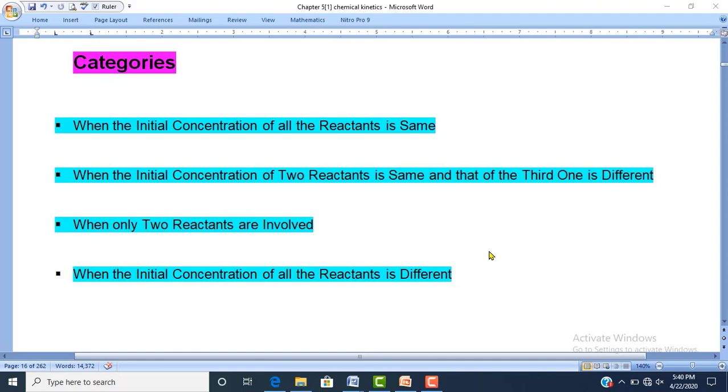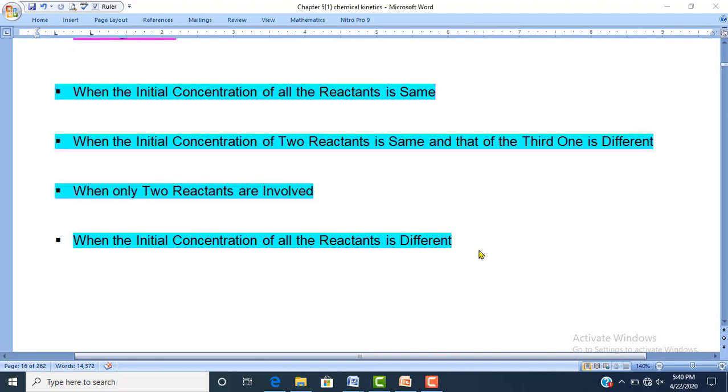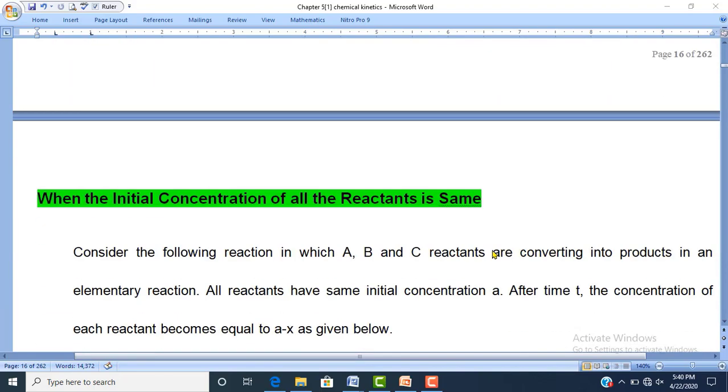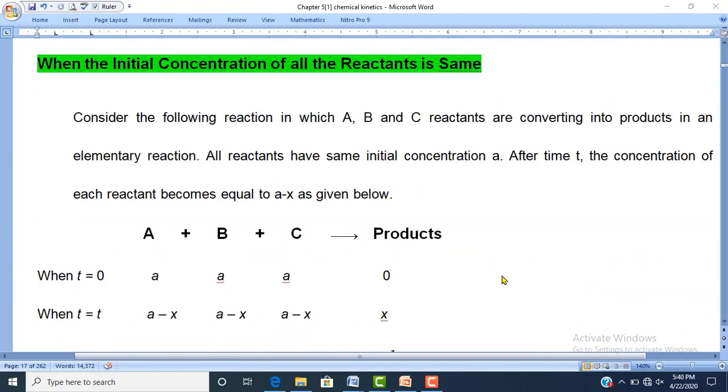Dear students, now in this lecture, first we will try to understand third order reaction when the concentration of all reactants is same. This is the first category, when the initial concentration of all the reactants is same.